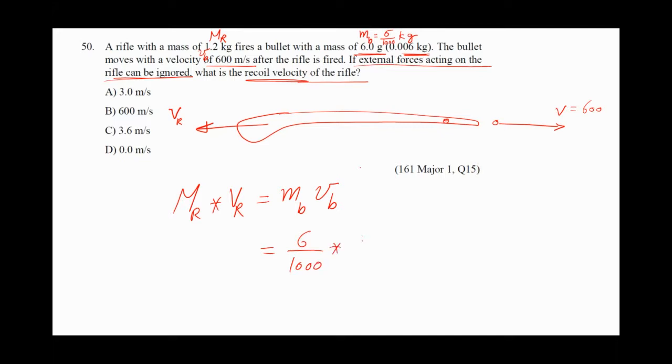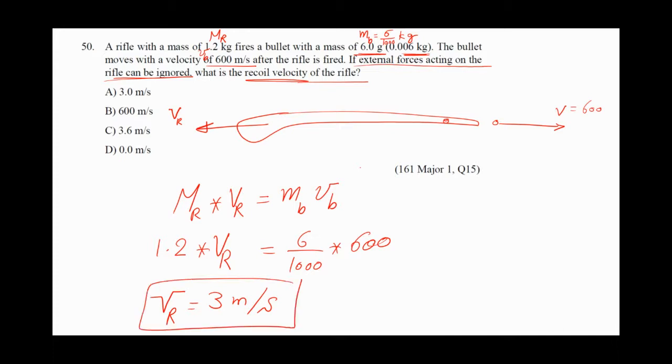This is the mass of the bullet times the velocity of the bullet, 600 meters per second. Mass of the rifle is 1.2 kilogram times the velocity of the rifle that I need. So I will say VR equals what? Can you do it, guys? 3, that's right. So 3 meters per second. This is the recoil velocity of the rifle.